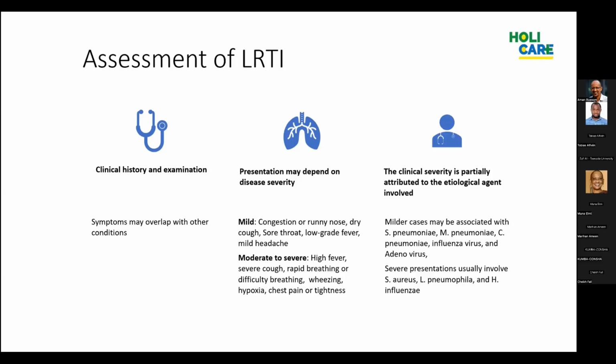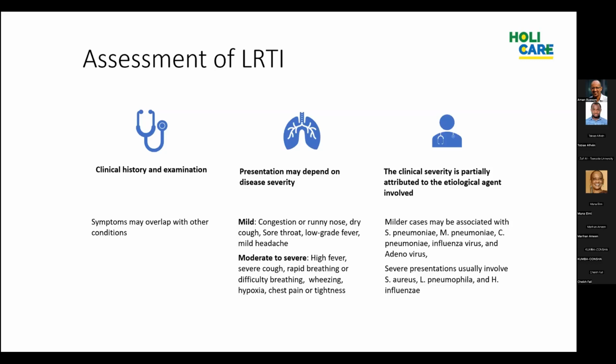While in moderate to severe, the child may have a much greater fever, temperatures ranging from 38.5 and above, and a serious cough. And the child will have difficult or fast breathing. There may be noisy breathing, such as wheezing or grunting sounds. And the child will be hypoxic because they're not getting enough oxygen through their blood. Chest pain is common, or if the child is older, they may experience it as tightness in the chest.